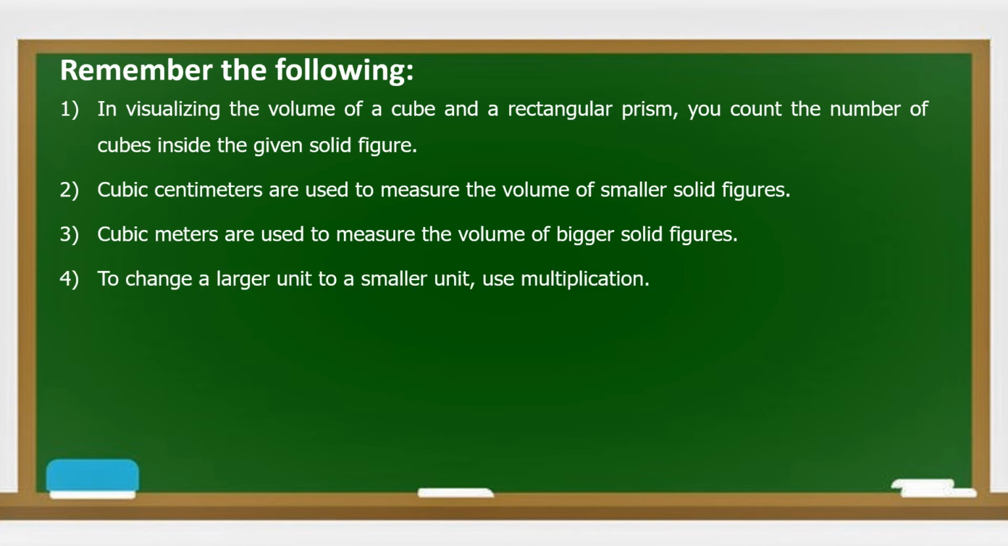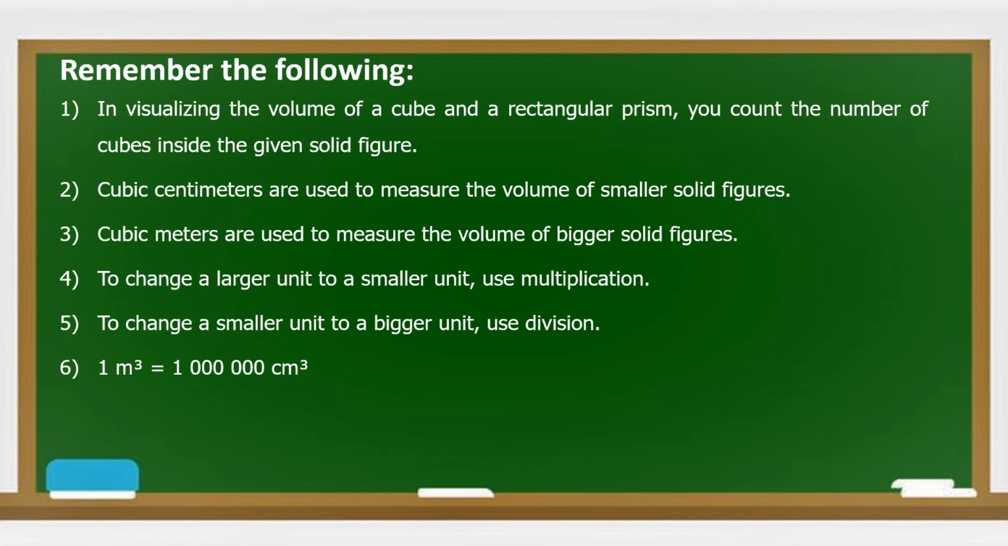4. To change a larger unit to a smaller unit, use multiplication. 5. To change a smaller unit to a bigger unit, use division. 6. 1 cubic meter is equal to 1 million cubic centimeters. 7. 1 liter is equal to 1,000 cubic centimeters.